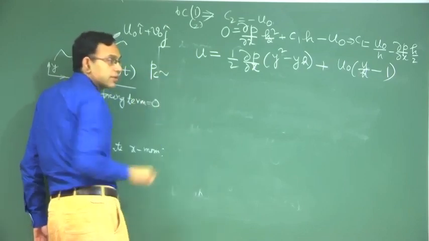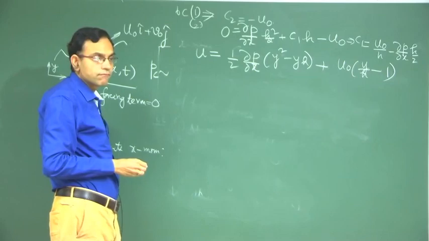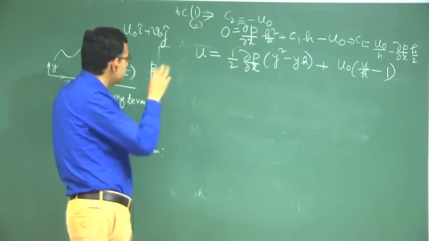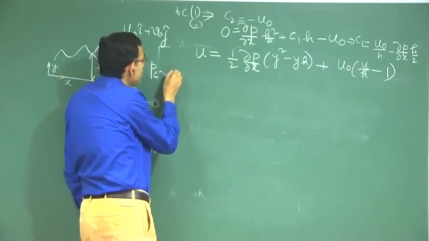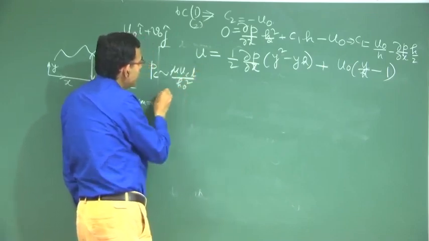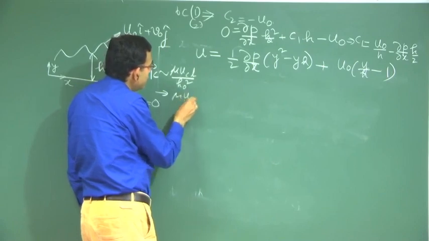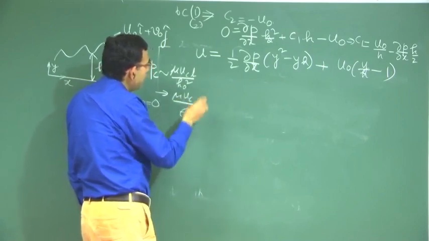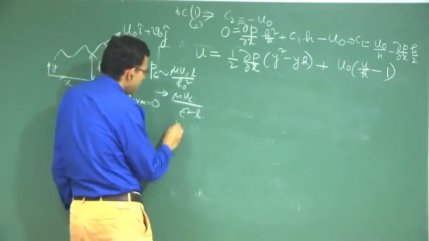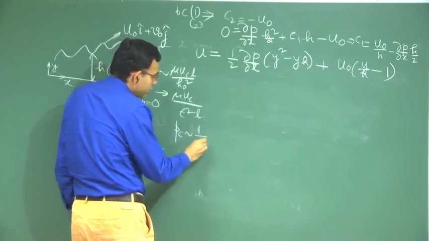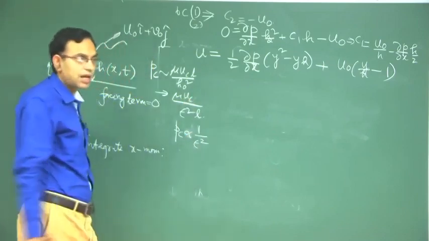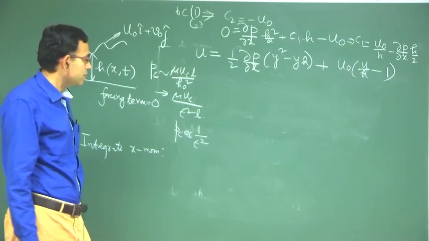Just tell me. PC. One of you just tell because it is difficult. Mu UCL by H naught square. So, this you can write in terms of the small parameter epsilon as mu UC by epsilon square L, right. So, PC scales with 1 by epsilon square, or varies with 1 by epsilon square, even forget about the other things, that it varies with 1 by epsilon square.